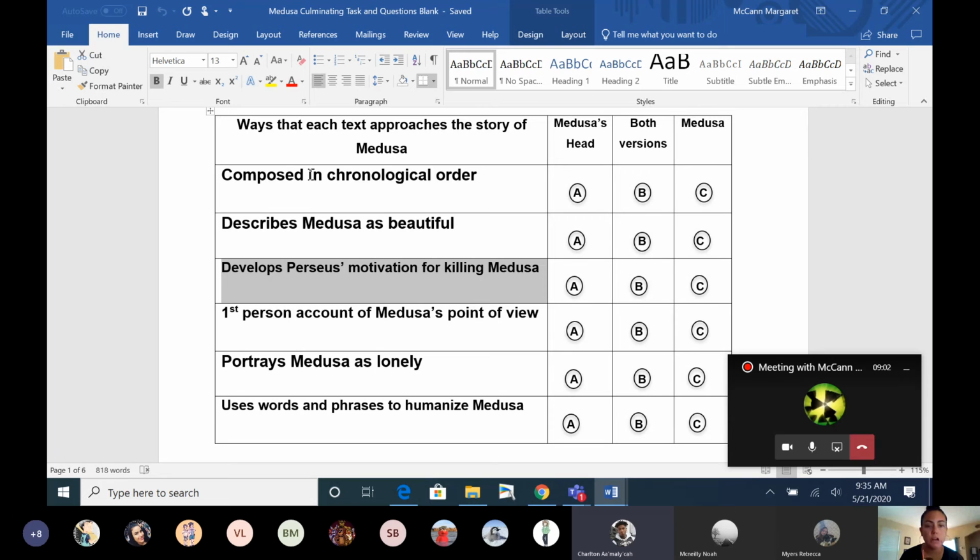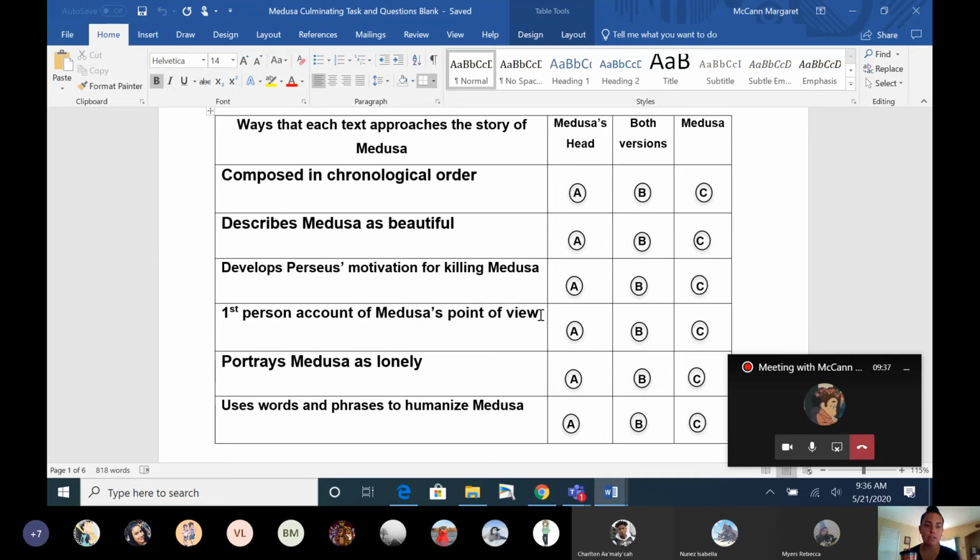And then also, in the poem, did they tell us why he wanted to kill her, or did they just go straight to him killing her? Okay, think about that. And then we have first person account of Medusa's point of view. What this means, first person, do you guys remember, what does it mean to be first person point of view? How is the author telling the story? You were there. We. Me. Yep. So yeah, it's her telling this story.